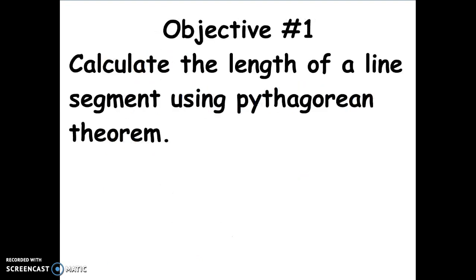All right, our first objective, before we move into working with the distance formula, we're going to first work with Pythagorean's theorem. So for objective 1, we're going to calculate the length of a line segment using Pythagorean's theorem. So go ahead and take a moment and write this down. Press play once you have it written down.